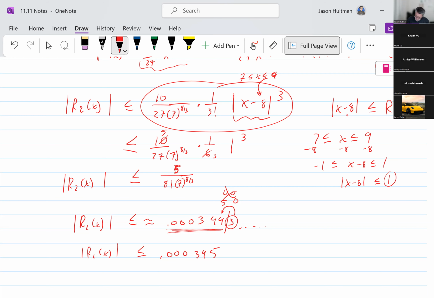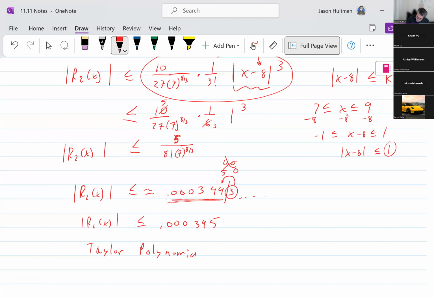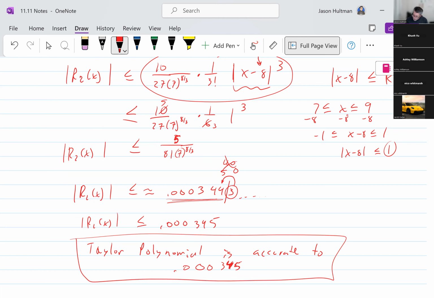Okay, so we can say our Taylor polynomial is accurate to 0.000345. Boom, which is pretty accurate, okay?